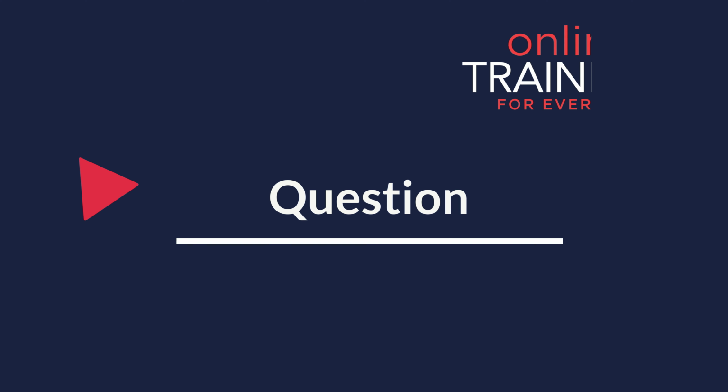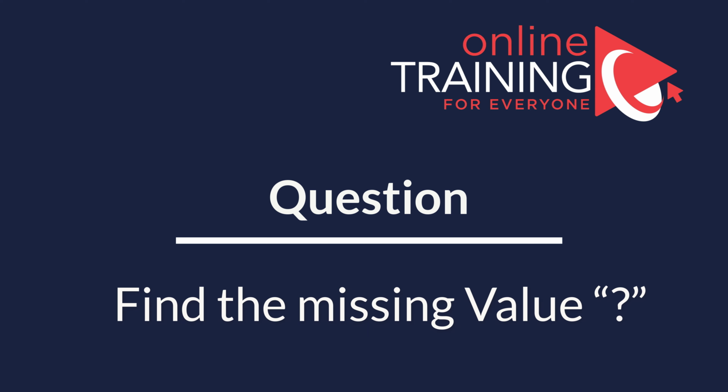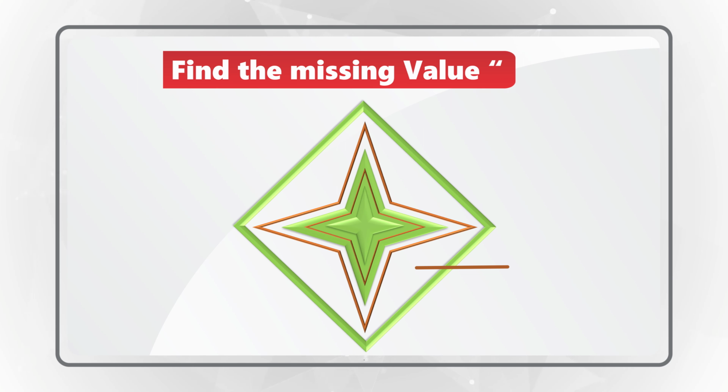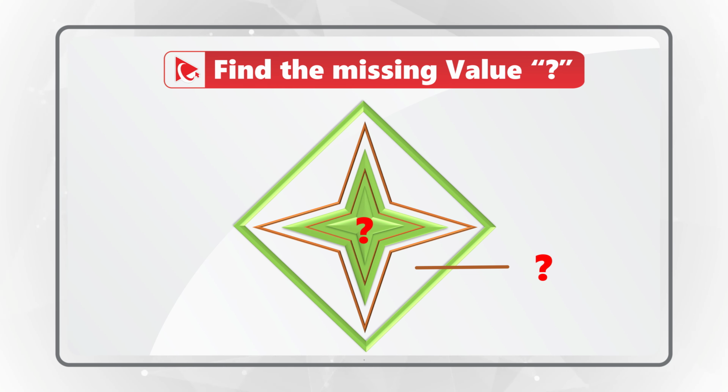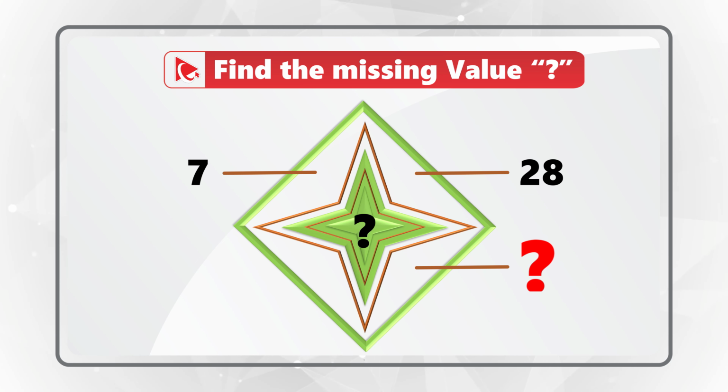Here's an amazing question where you need to find the missing values. Missing values are represented by the question mark and are located on the outside and inside the star. The star is housed inside the diamond, and this combined figure has numbers around it. For example, number 7 is at 11 o'clock, number 28 at 1 o'clock. Then comes the missing number at 5 o'clock, and then there is a number 448 at 8 o'clock. In the center of the combined shape, there is also a missing number represented by the question mark.